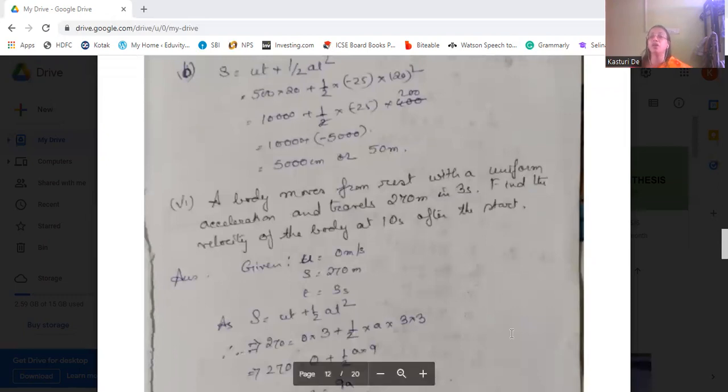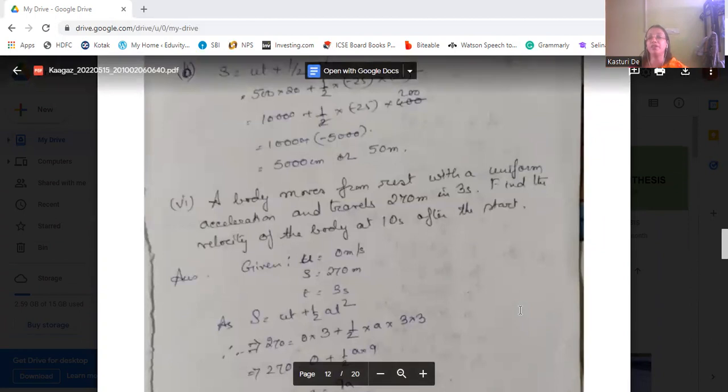Next question. A body moves from rest. It starts from rest, so its initial velocity is equal to 0 meters per second, and with a uniform acceleration it travels a distance of 270 meters. So S will be 270 meters. Time taken is 3 seconds. Find the velocity of the body at 10 seconds after the start. It travels 270 meters in 3 seconds with uniform acceleration, starting from rest, but we need to find out the velocity after 10 seconds.